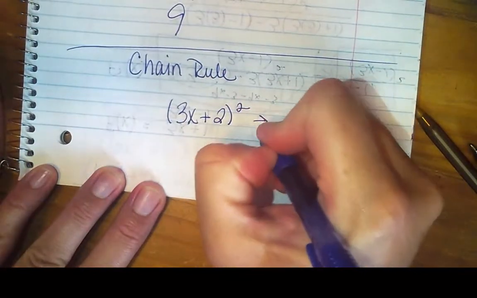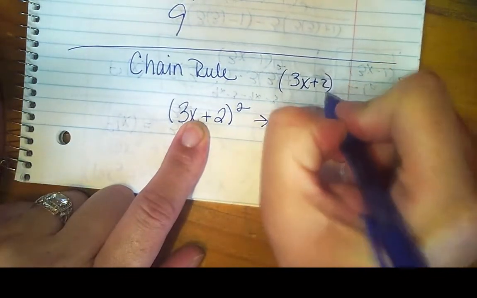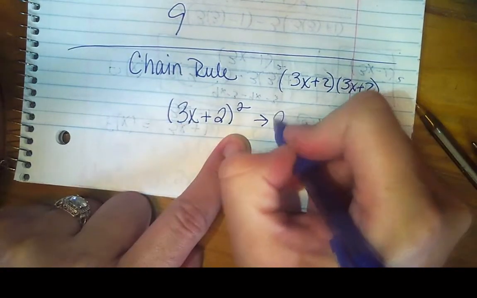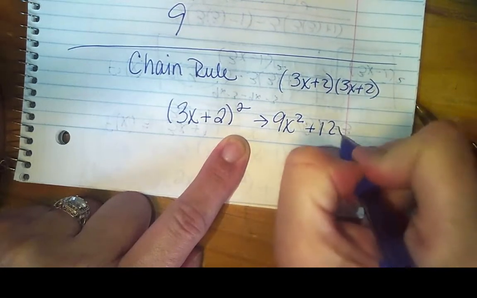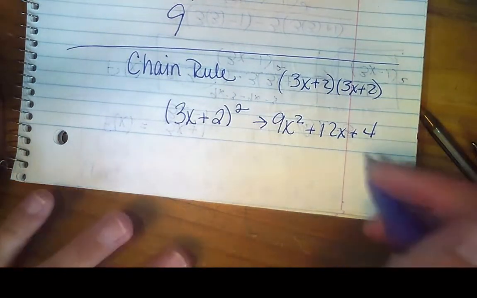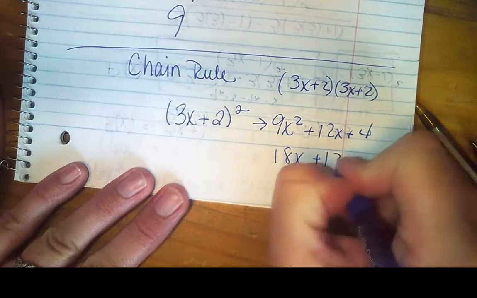Well, what we did then is that we FOILed this out. So 3x plus 2 times 3x plus 2 would have given us 9x squared plus 12x plus 4. Okay? And then we would have taken a derivative, which would have given us 18x plus 12.